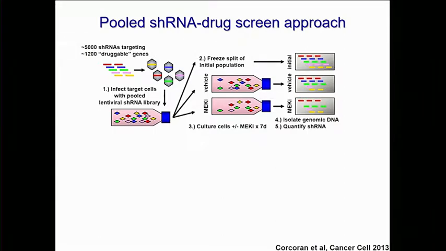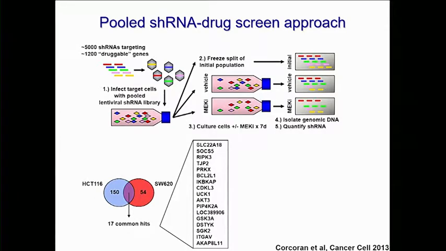And what we were looking for were not genes like this pink gene here that were universally toxic in the presence of vehicle or MEK. What we were really looking for were things that specifically dropped out in the MEK inhibitor-treated population relative to the vehicle-treated population, like this blue gene here. We did this initially as a pilot study with 2 KRAS mutant cell lines, and what we focused on was the intersection of the top hits in each cell line. And this is what we found.